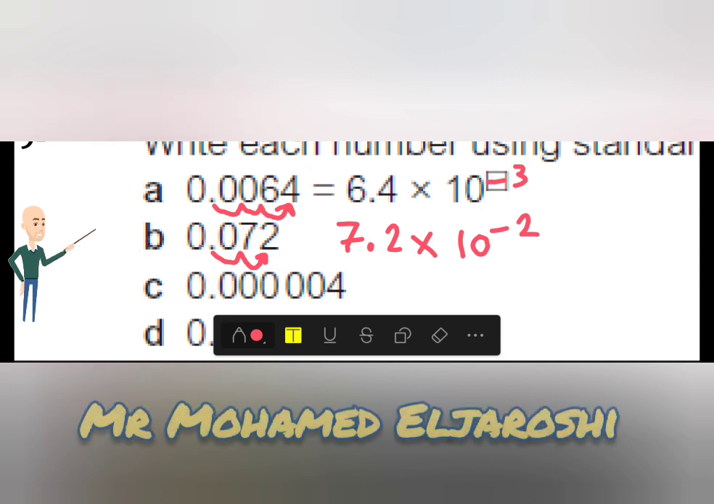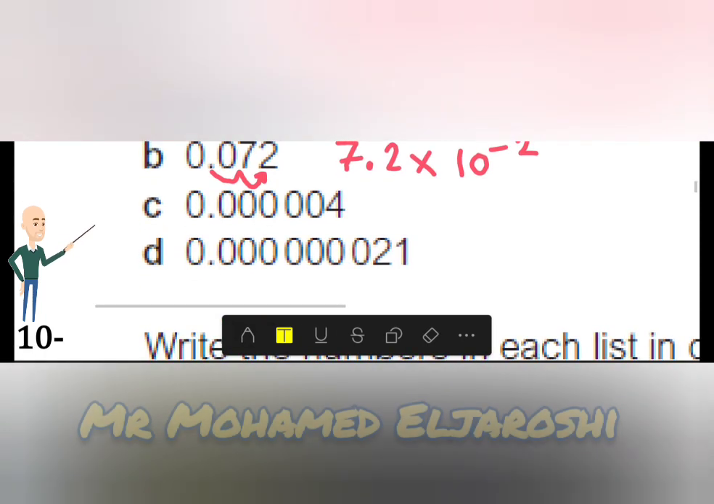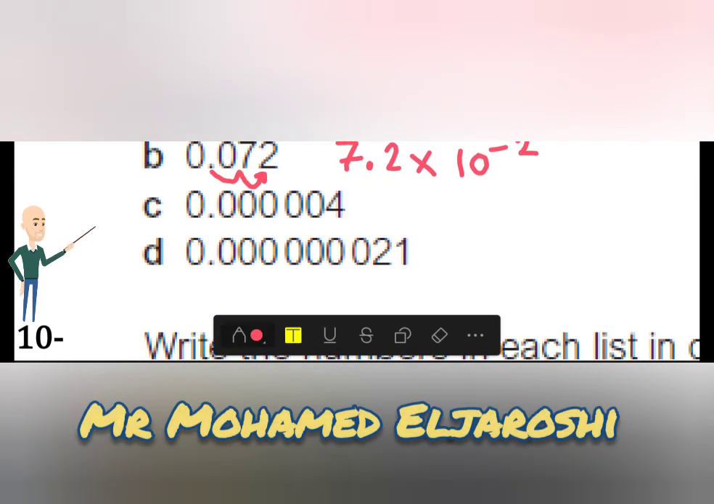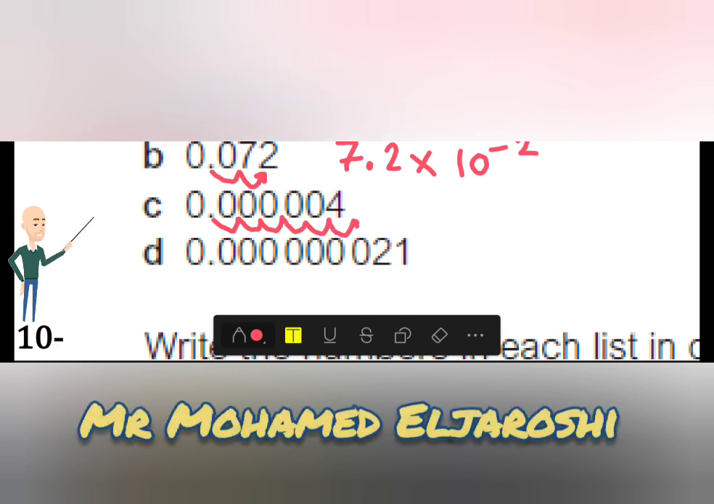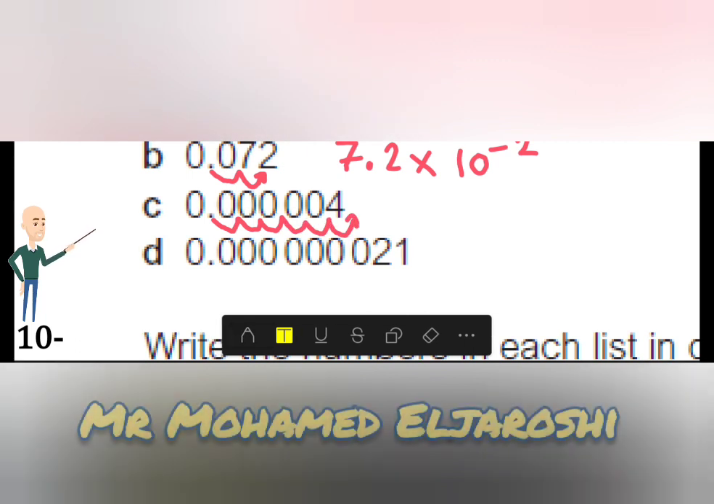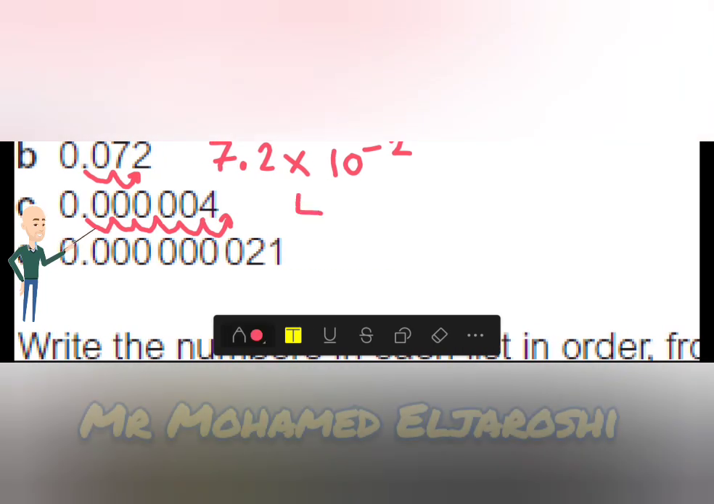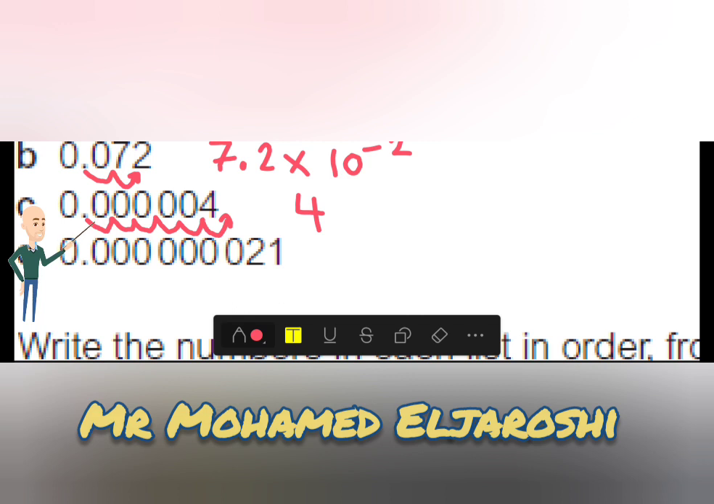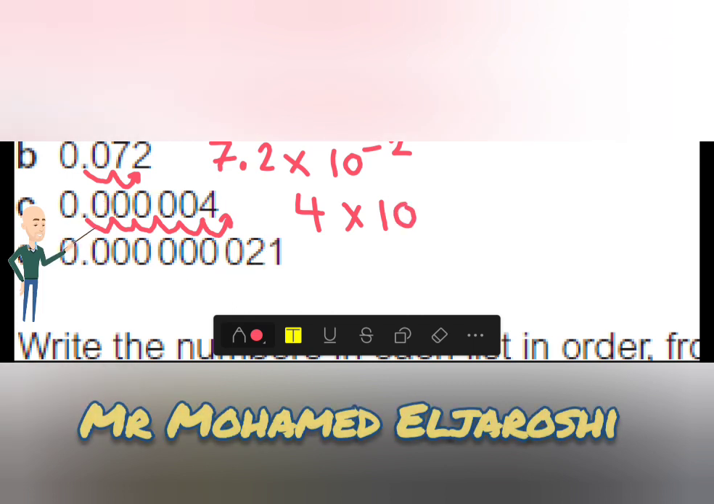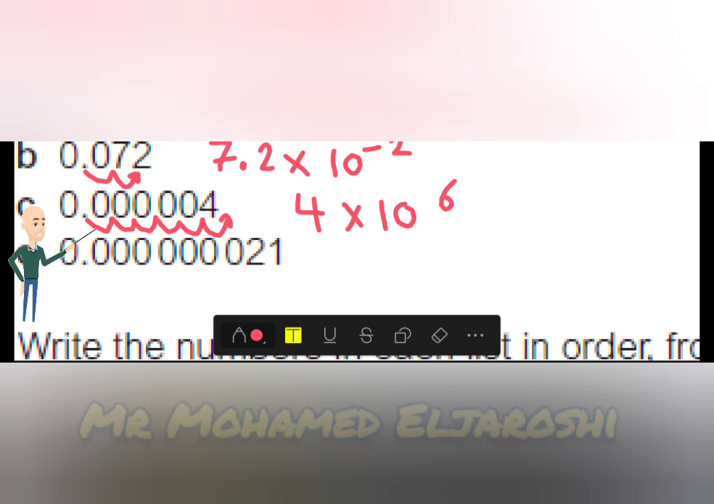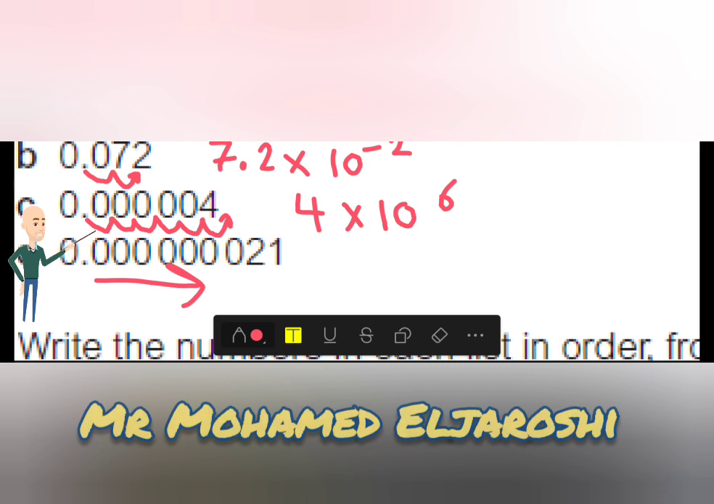Good. Now the next one here, C, we're going to move the decimal point together to make it between 1 and 10. So it's going to be what? 1, 2, 3, 4, 5, 6. And I moved here to make it a 4. So it's going to be 4. And 4 is between 1 and 10. Very good. Multiplied by 10 with a power. And the power depends on the movement that we did. We moved 1, 2, 3, 4, 5, 6. So it's power of 6. And we moved this way, so it's negative 6.